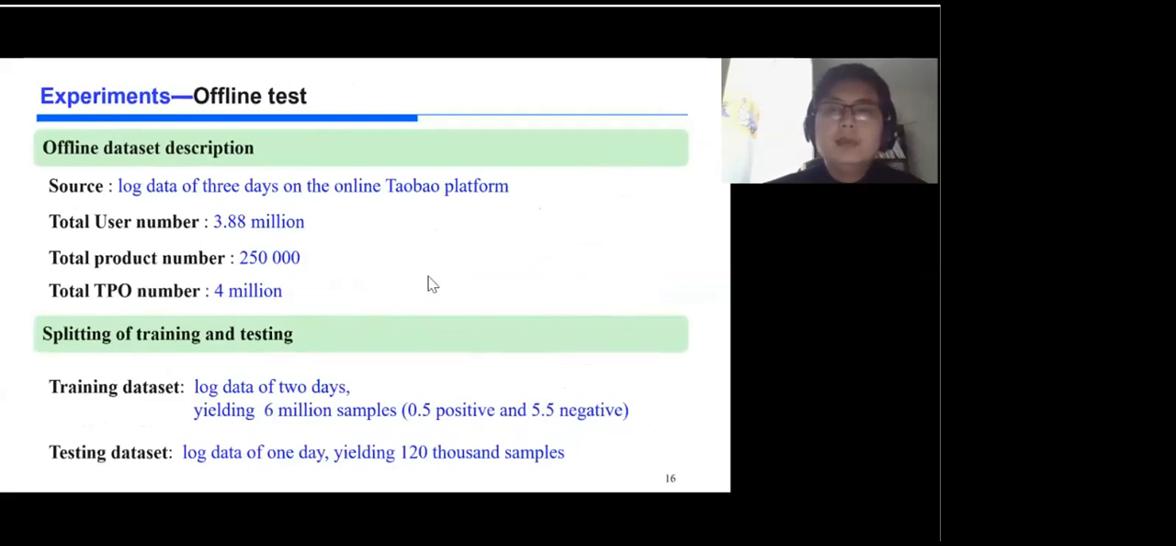We conduct both offline and online tests. For offline test, we use the log data from Taobao platform, 2 days of which are used for training and 1 day for testing. The whole dataset contains about 3.88 million users and 4 million TPOs.